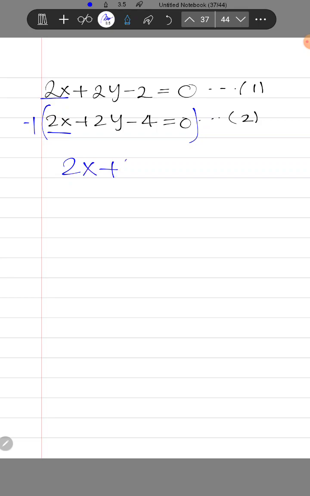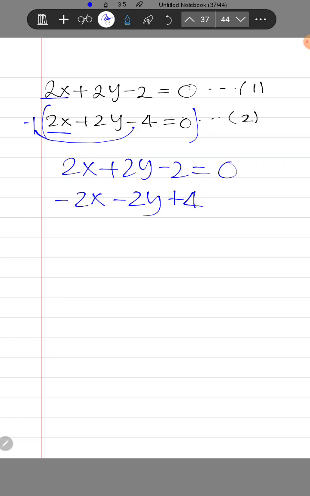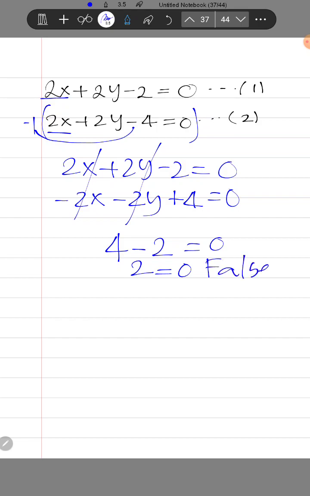Now 2x plus 2y minus 2 is equal to 0. The second one is minus 2x minus 2y, minus times minus is a plus 4, is equal to minus 1 times 0, which is 0. X cancels out, y cancels out. On the constant I will have 4 minus 2, which is 2, is equal to 0. 2 is equal to 0. It is false. When I have a false conclusion on these two equations, that means there is no way these two graphs will intersect.